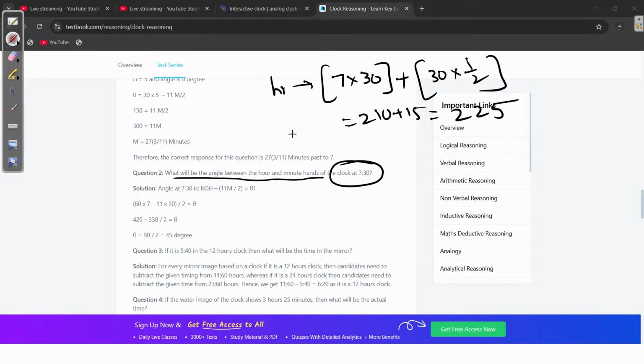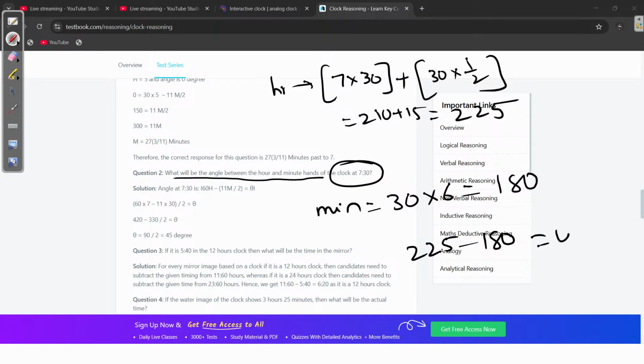Done. Next, find out the angle made by the minute hand. How many minutes are there? 30. So 30 into 6, 180. Subtract one from the other. 225 minus 180. You are going to get the answer as 45 degrees, which is the same answer here.